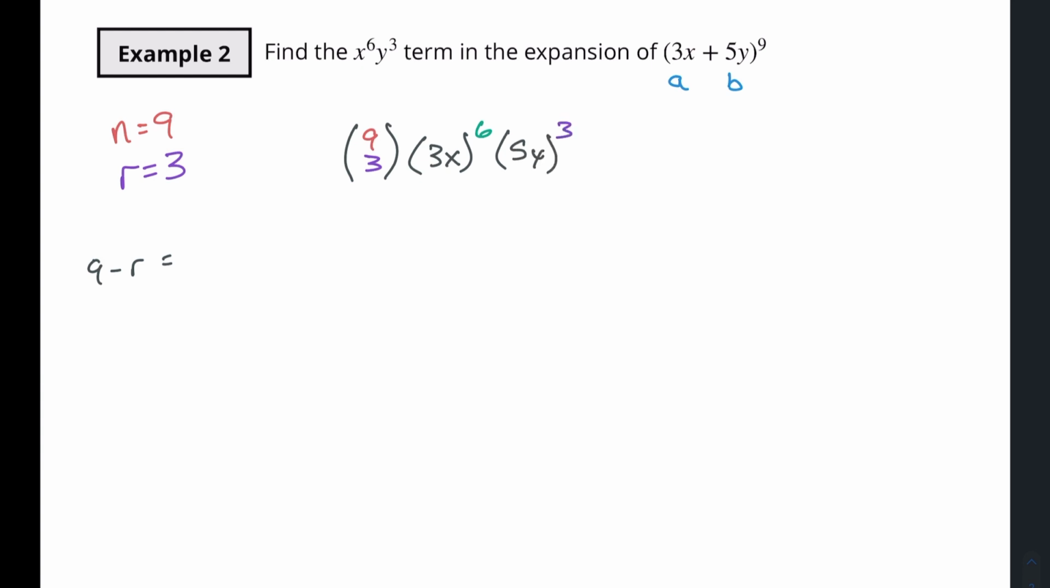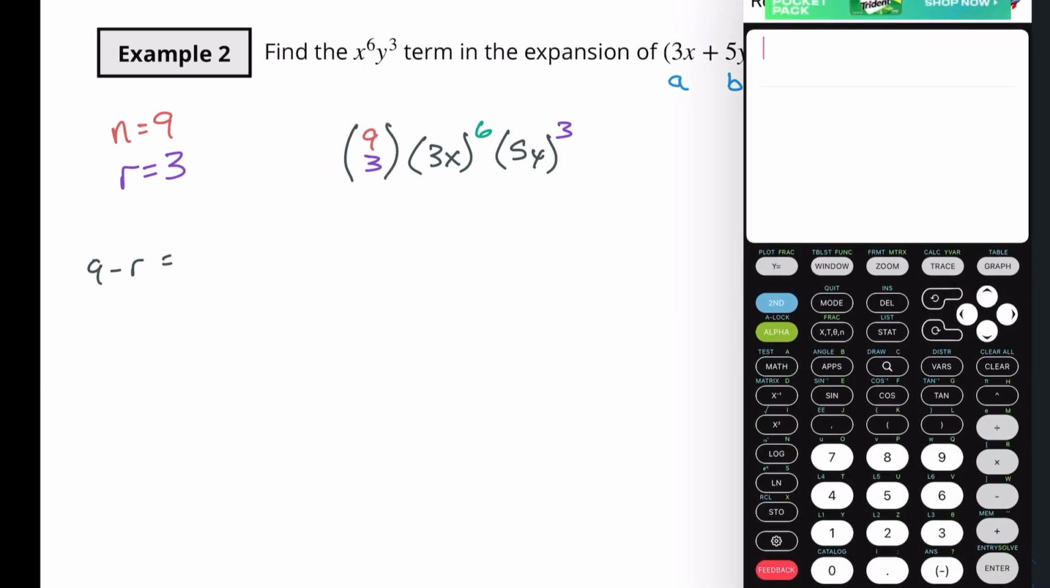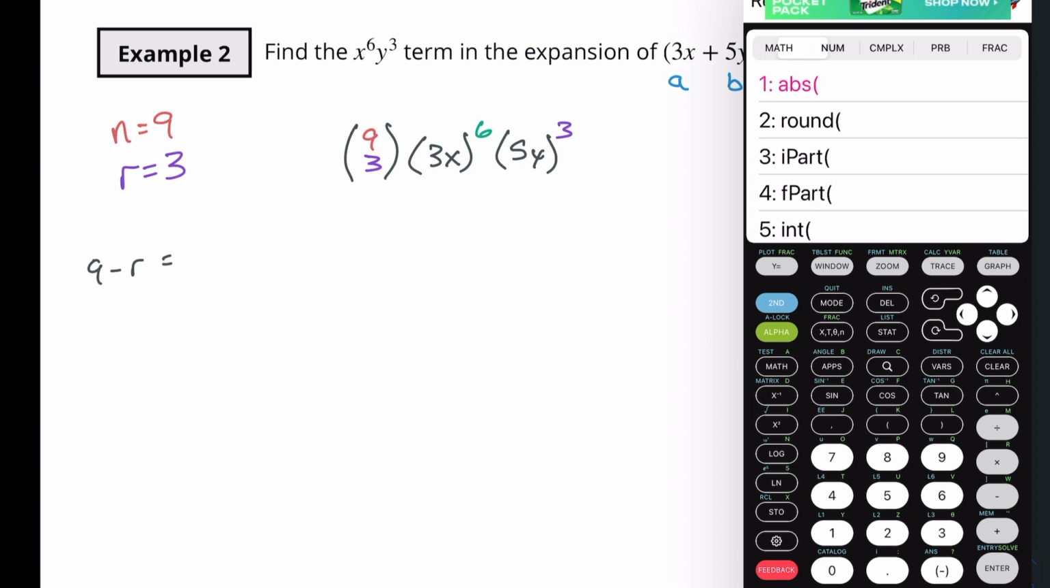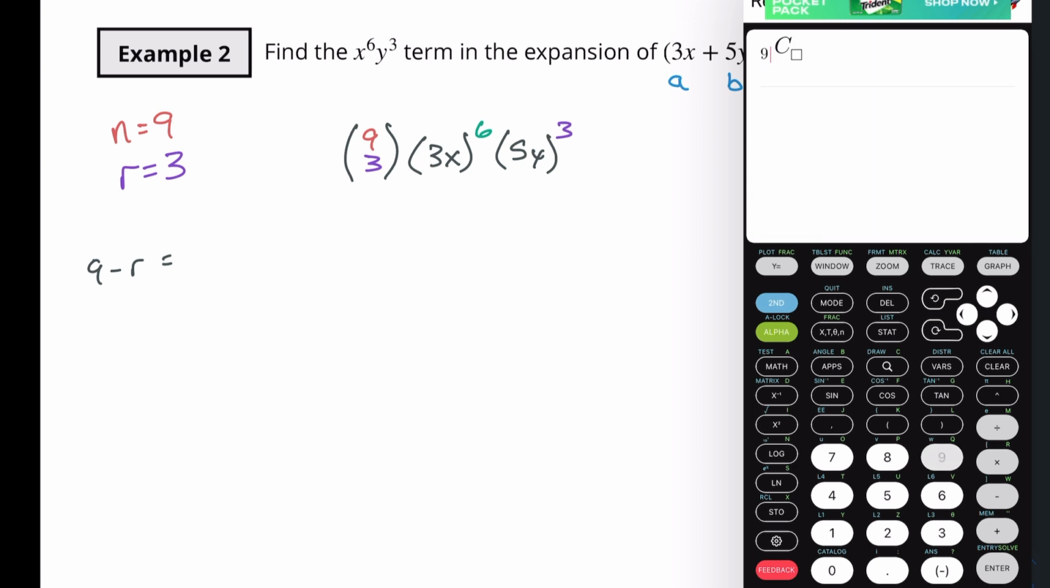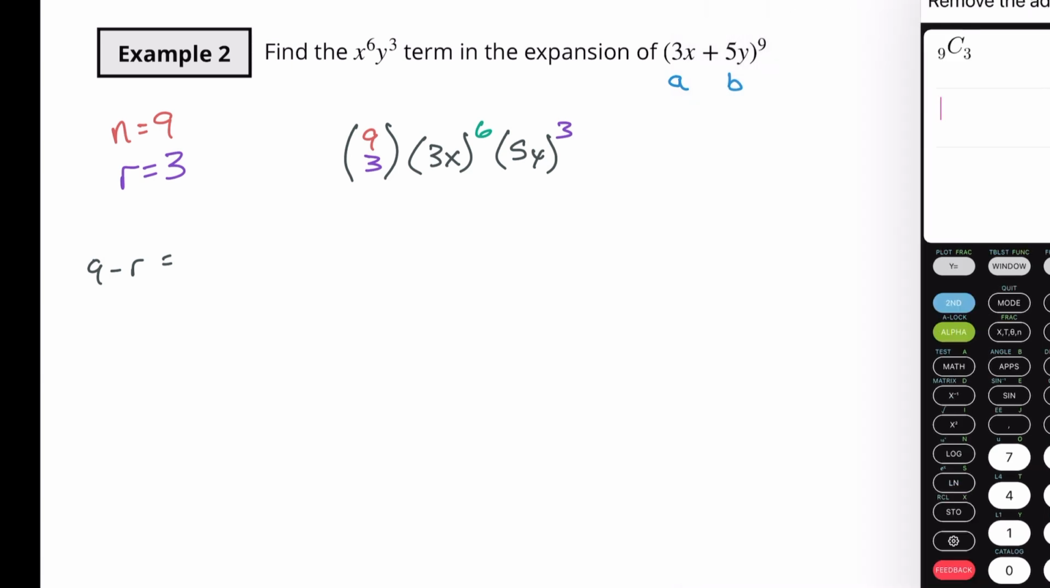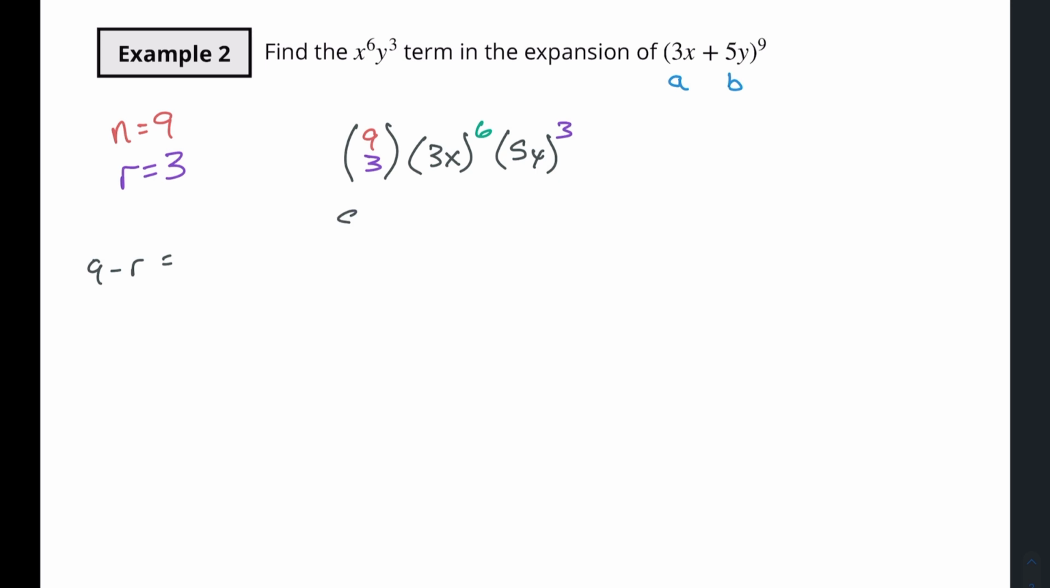Now as we expand this, we find 9 choose 3 with our calculator. So we're going to go to math, arrow over to probability, nCr, and we're going to have 9 choose 3, and that value is going to be 84. So here we've got 84.